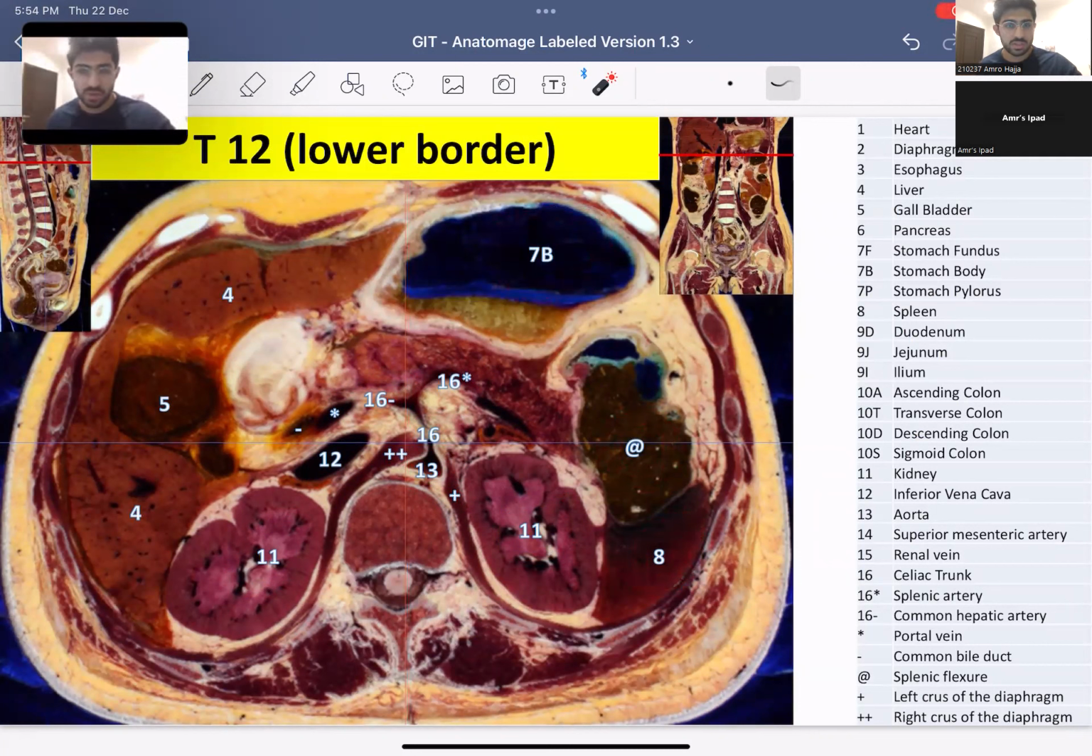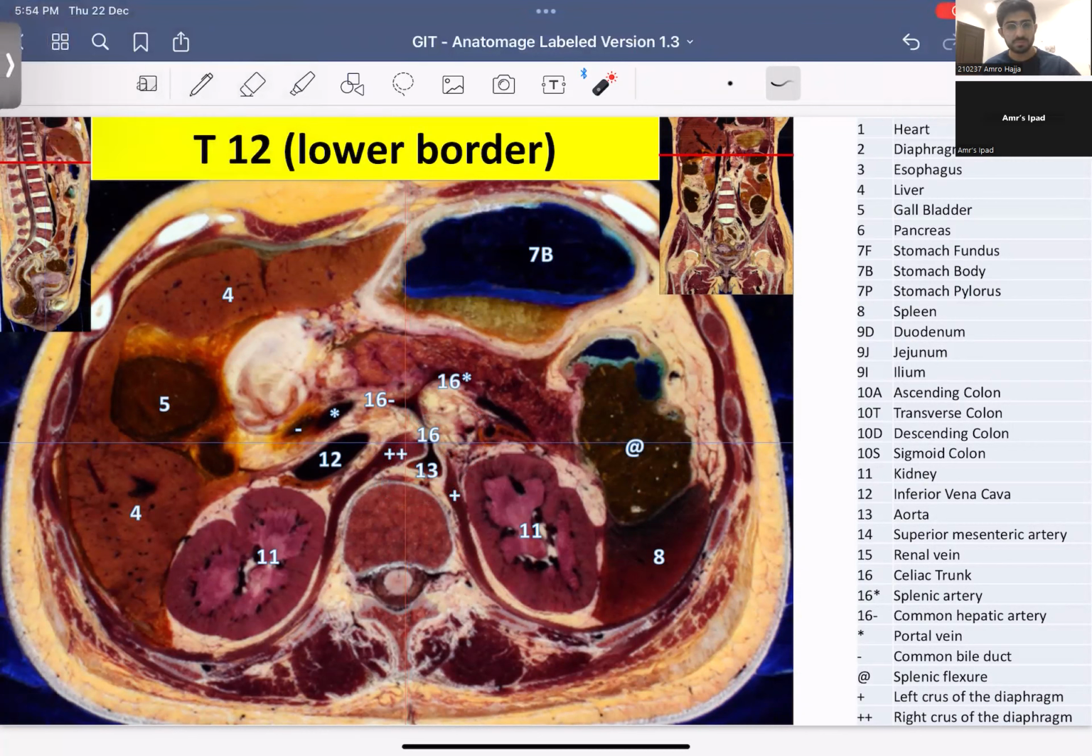Okay, so let me just see if I have any question about this. Yeah, guys, one thing about the celiac trunk, they may bring a question asking about the branches, and you have to memorize the vertebral levels of the celiac trunk, the superior mesenteric artery, as well as the inferior mesenteric artery. They're so important.